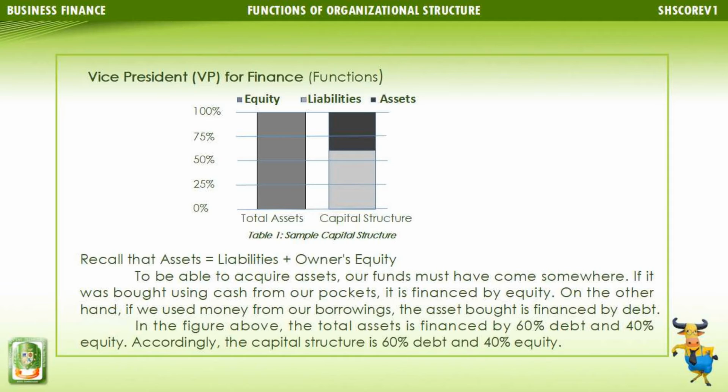Here is a table which shows a sample of capital structure. Recall that assets is equal to liabilities plus owner's equity. To be able to acquire assets, our funds must have come from somewhere. If it was bought using cash from our pockets, it is financed by equity. On the other hand, if we used money from our borrowings, the asset bought is financed by debt. In the figure above, the total assets is financed by 60% debt and 40% equity. Accordingly, the capital structure is 60% debt and 40% equity.